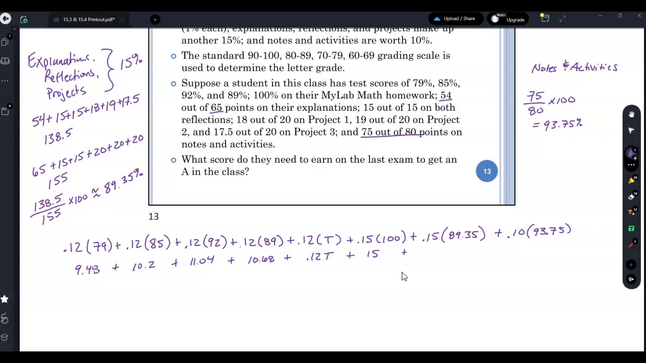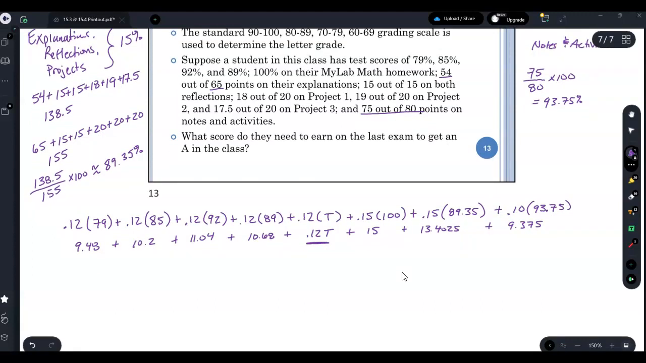0.15 times 89.35 is 13.4025. And then 0.1 or 0.10 times 93.75 is 9.375. And then I'm going to add all of these, except for this one, because this one's not like terms because it has a t in it, but I'm going to deal with that one shortly.